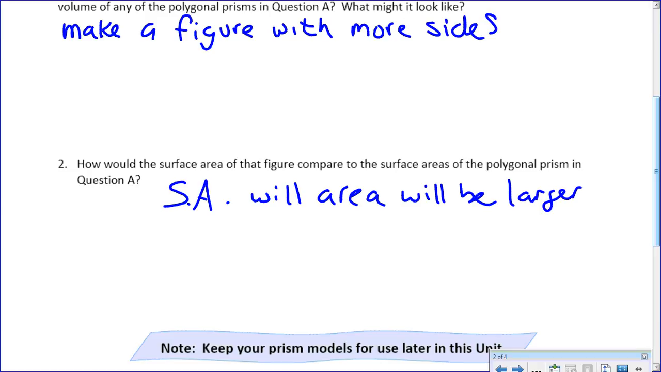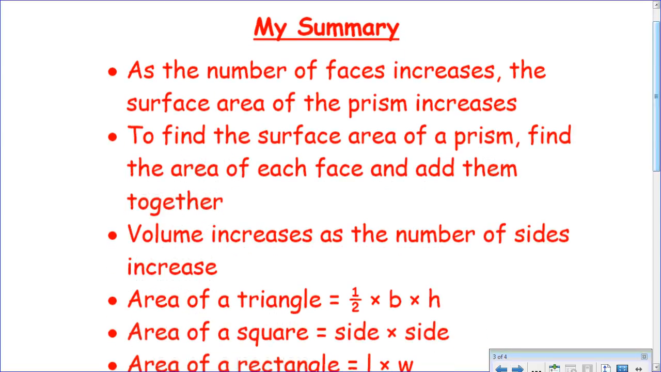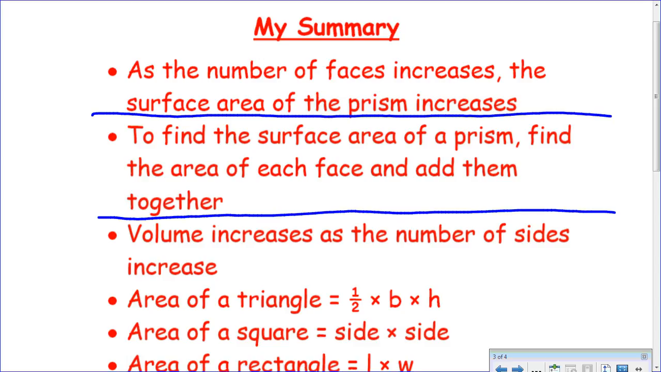Okay. All right, so your summary part, I want you to be able to write down below. Here's your first part of the summary. As the number of faces increases, the surface area of the prism increases. Okay? There's the first one right there. Now the second one. To find the surface area of a prism, find the area of each face and then add them together. So you have the sides, top, bottom, right? Depending on what shape the figure is.